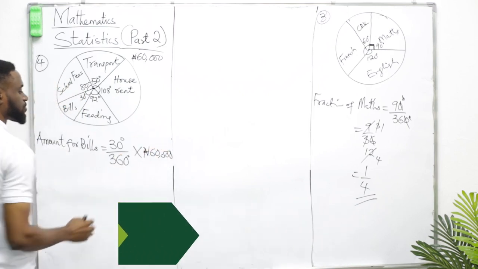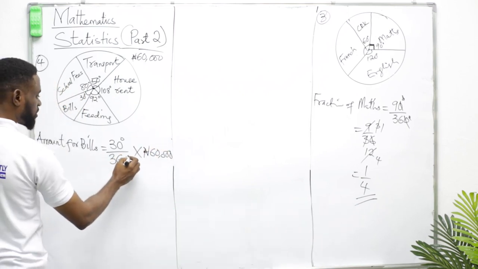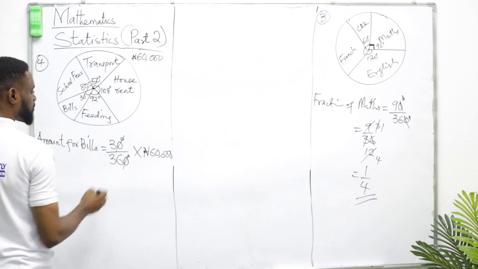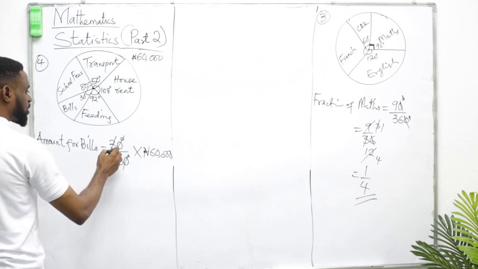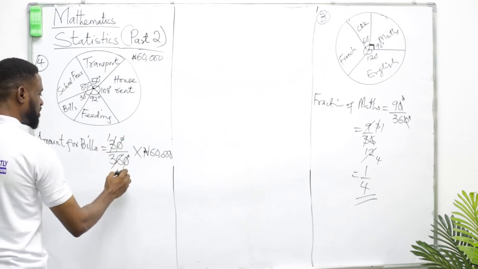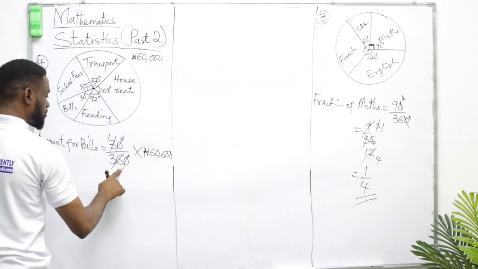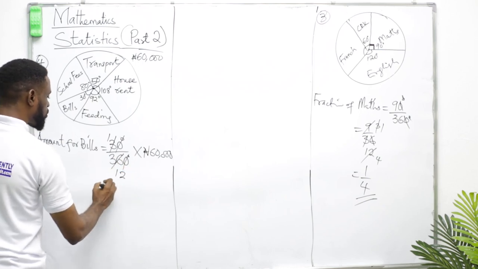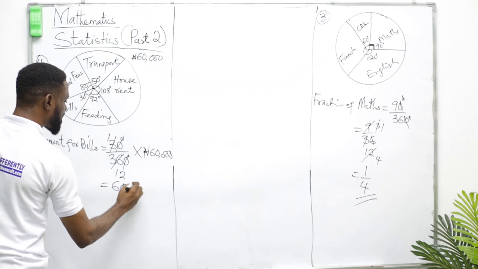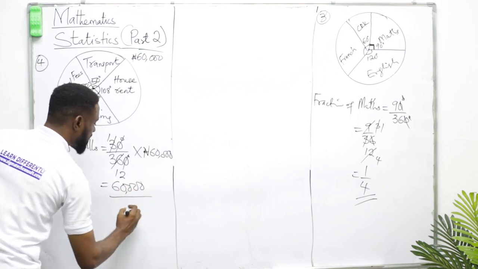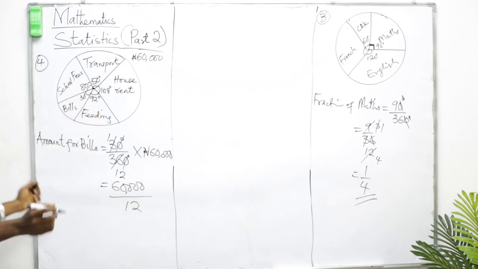You get the point now. So this will remove this. 3 into itself is 1. 3 into 12 is 3, and 3 into 36 is 12. Do you get that? So we are having 60,000 naira divided by 12. You get the point now.